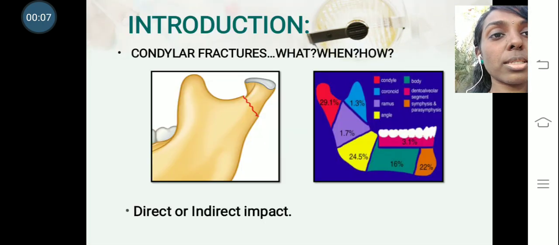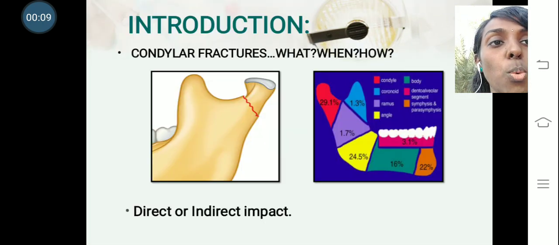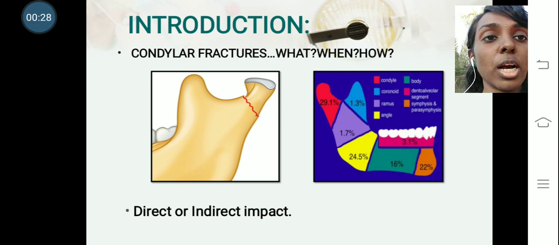Let me introduce with the basic questions. What is a condylar fracture, when will it get fractured, and how will it get fractured? The condyle is one of the processes of the mandible. A complete or partial break in the condylar process is called a condylar fracture. It has many etiological factors like intentional trauma, unintentional trauma, direct impact, indirect impact, etc. A condyle may get displaced, dislocated, deviated or comminuted.